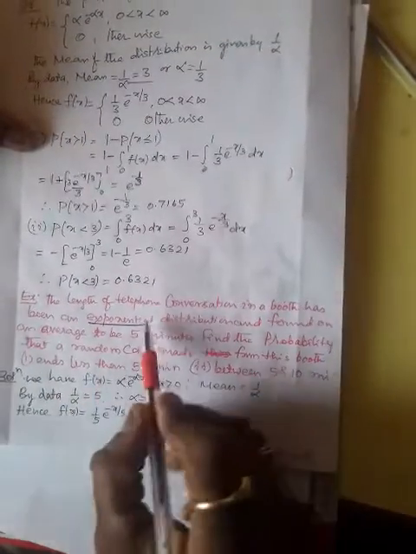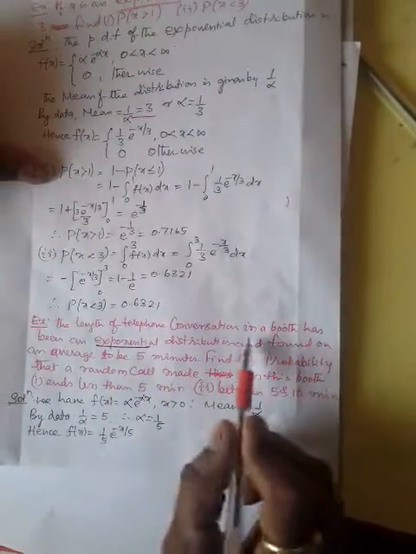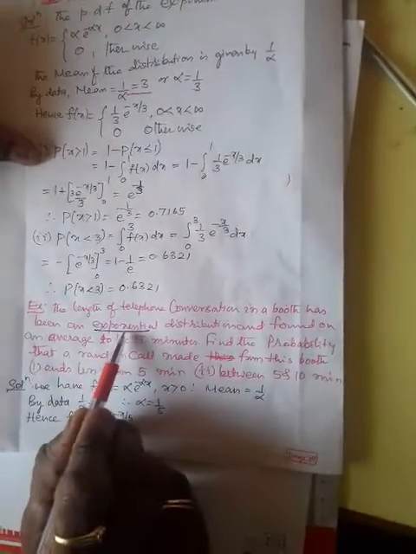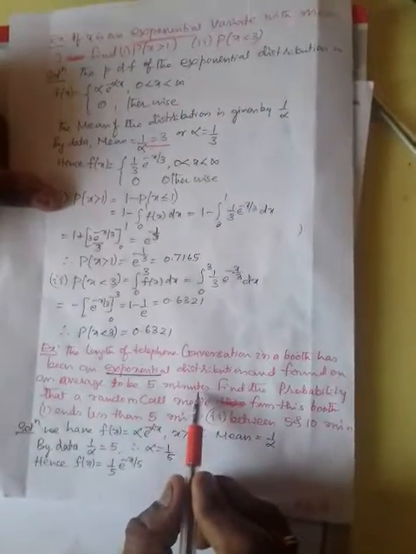Next, come to another example. The length of a telephone conversation in a booth has an exponential distribution. The word is given here. And it is found on average to be 5 minutes. Average means what? Mean. Okay.